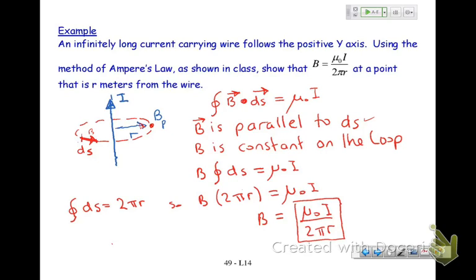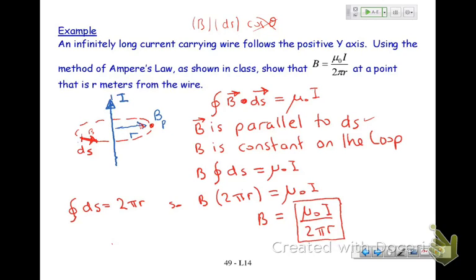Well, that's kind of nice because my B is parallel to my ds, and we know with a dot product that the magnitude is B times the ds times the cosine of the angle between them. When the angle between them is 0, because they're parallel, I can forget about the angle. So I just made my math a whole lot simpler by picking that situation.